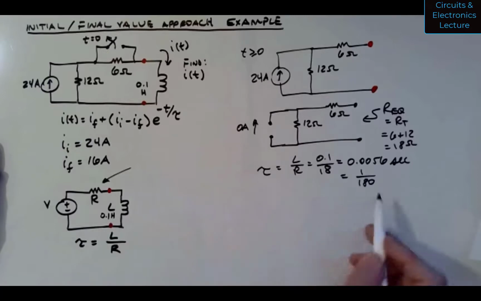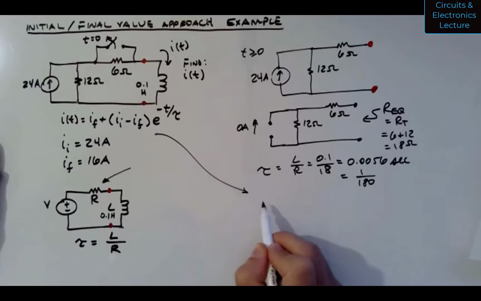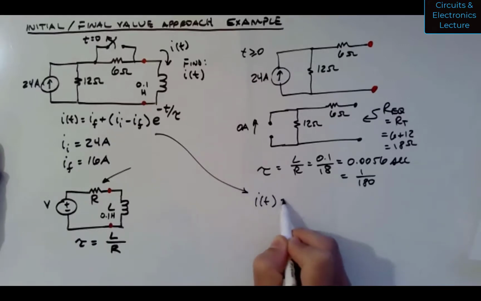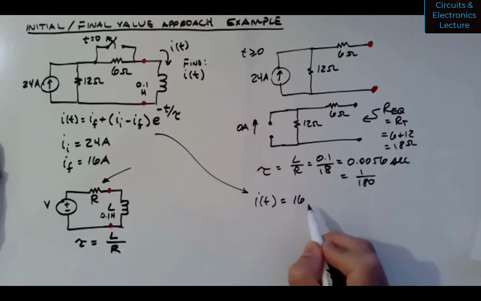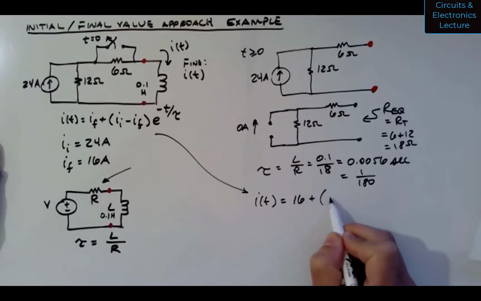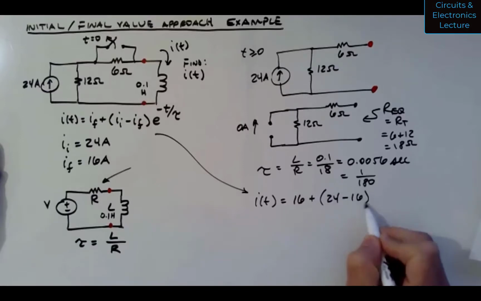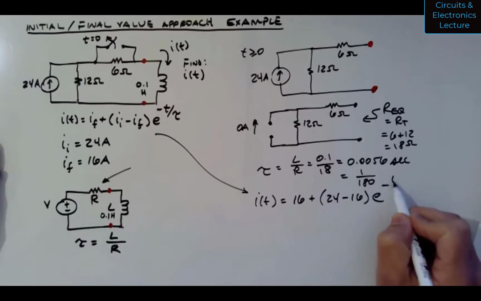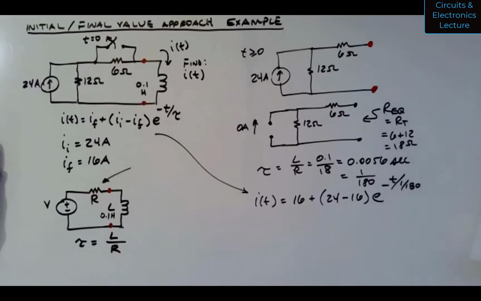So finally, now that I have tau, I can say from this equation, I of t equals, let's see, I final plus I initial minus I final, e to the minus t over, well, 1 over 180, right? And so let me clean that up a bit.